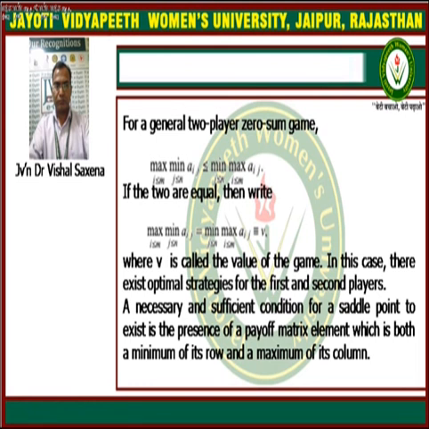And if the two are equal, then we write max min Aij is equal to min max Aij is equal to V. So when these are equal and equal to V, then V is called the value of the game, and in this case there exists an optimal strategy for the first and the second player.